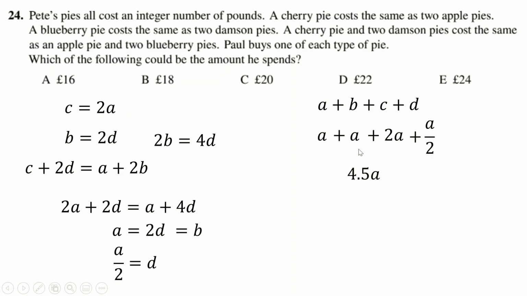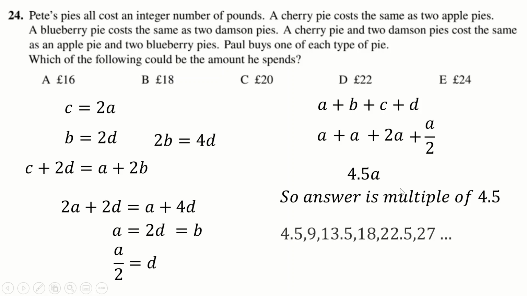Now, A is an integer, and so all you have to do here is say, well, the answer is going to be a multiple of 4.5. So 4.5, 9, 13.5, 18. And then you can check that the others get missed. So 18 is going to be the answer.